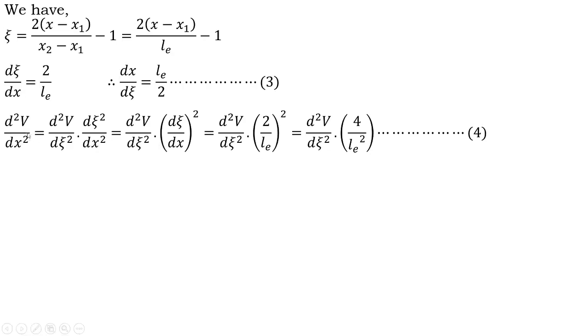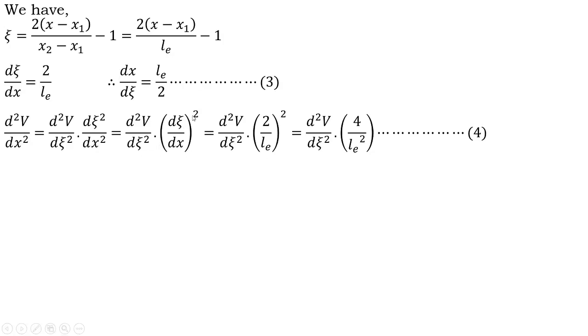Therefore this d square v divided by dx square can be written like this using the chain rule: d square v divided by d zeta square into d zeta square divided by dx square, where d zeta square will get cancelled, left out with d square v divided by dx square, the same term. Now d square v divided by d zeta square, I'll keep it as it is. D zeta square divided by dx square can be written as d zeta divided by dx whole square.